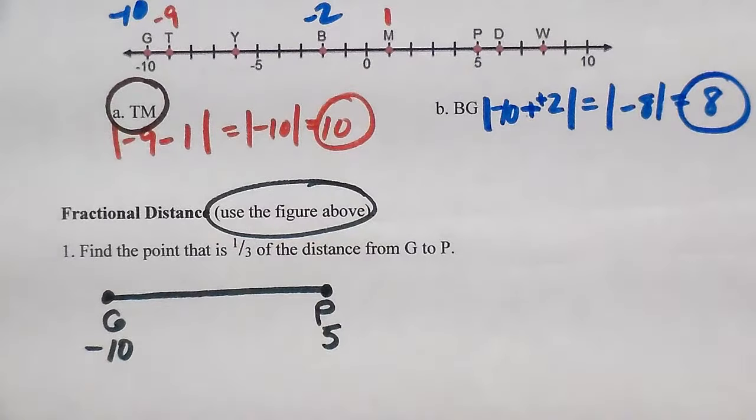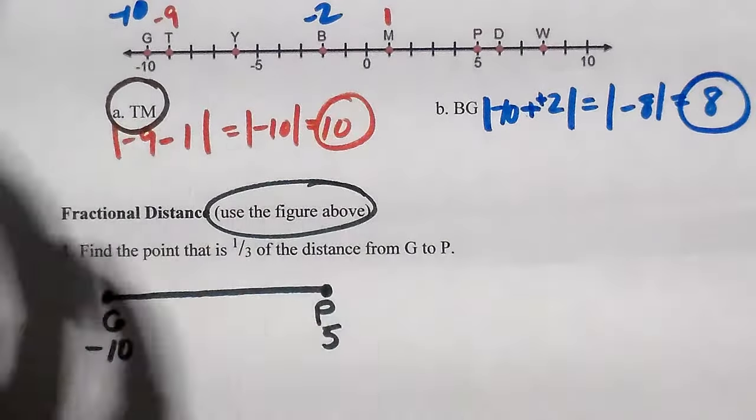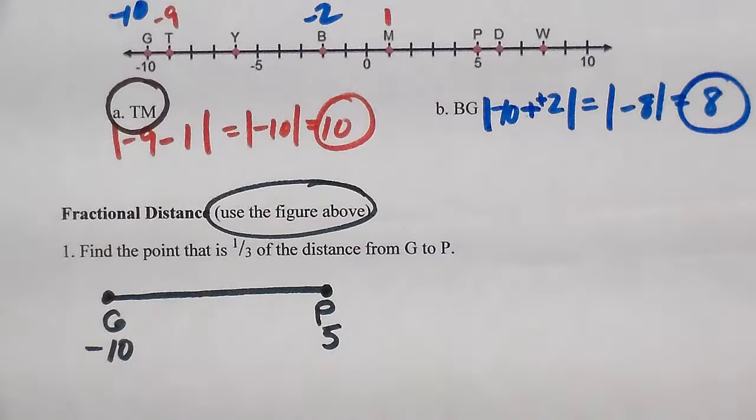So the fractional distance is asking you to find a piece of the distance. Fractional is piece. You guys have done this before. You have to be comfortable with fractions. If you're not comfortable with fractions, you're not going to be able to do the fractional distance formula because you have to do multiplications. And we don't always want to rely on the calculator.